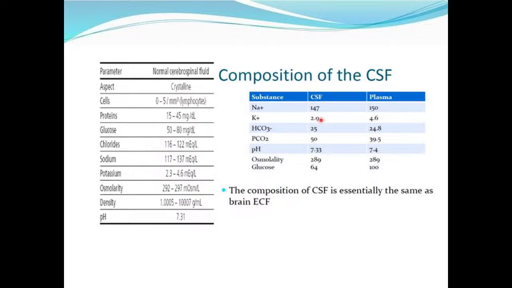So, here is a comparison. Sodium is a little on the downside, potassium is on the downside, bicarbonate is almost equal, PCO2, and the pH is a little on the acidic side. Osmolarity is about the same, and CSF glucose is 2/3 of the blood glucose. To diagnose any disease, we should have the values of the serum glucose to compare with the CSF. It usually must be more than 2/3 of the serum glucose.